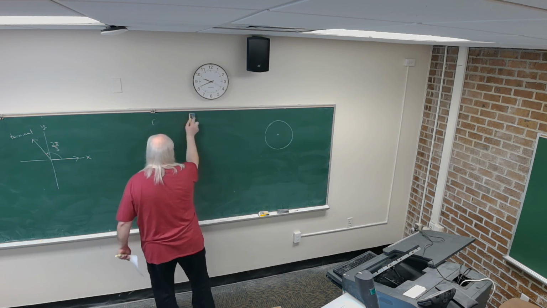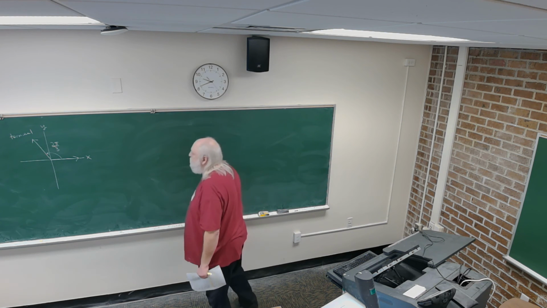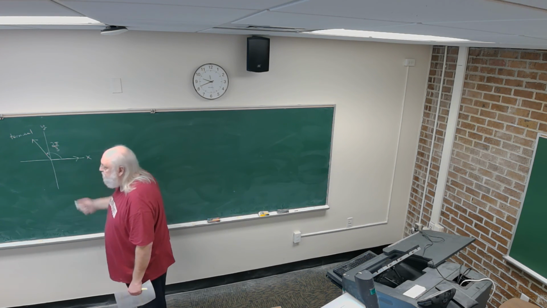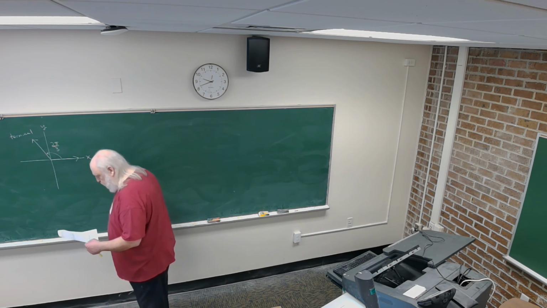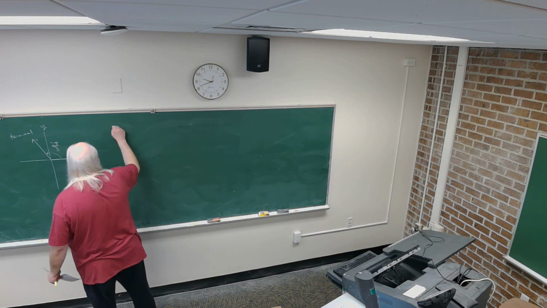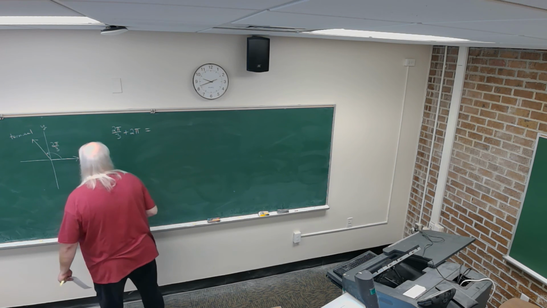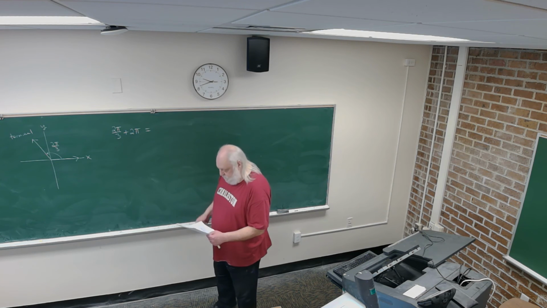Angles in radian measure that are coterminal differ by an integer multiple of 2 pi, right? So one way to find a coterminal angle for 2 pi over 3 is to add 2 pi to it. And that angle is coterminal with 2 pi over 3. Okay.